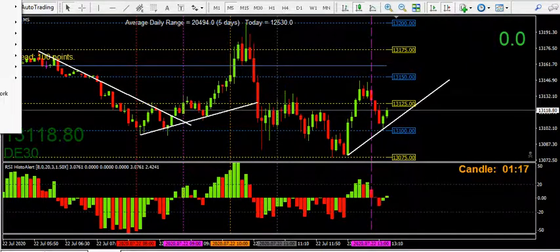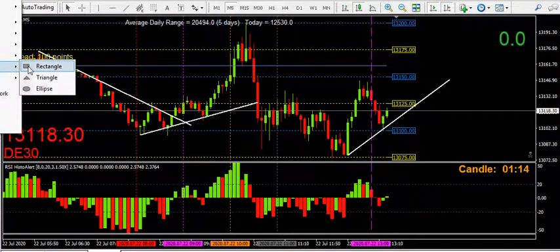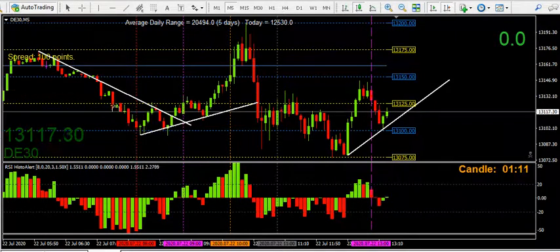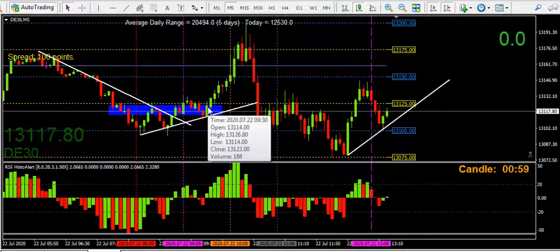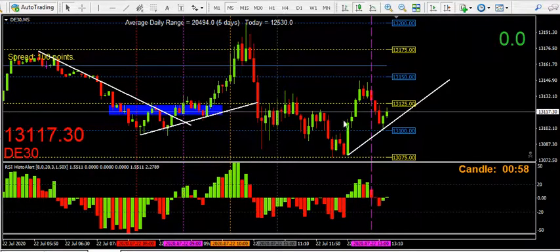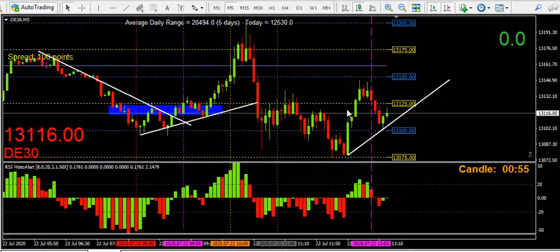Something that looks a bit like this. So old resistance trended through low, high, high, low, high, high, acting as new support. And you can't really do that here. You can actually do it there.